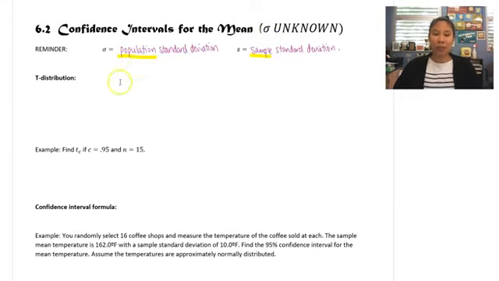So last section, the population standard deviation was just given to you. Now, in this section, the population standard deviation is not given to you. Instead, you only know the sample standard deviation. And this is actually much more realistic, much more used in real life, because in real life, it's not very likely that you're going to know the population standard deviation.